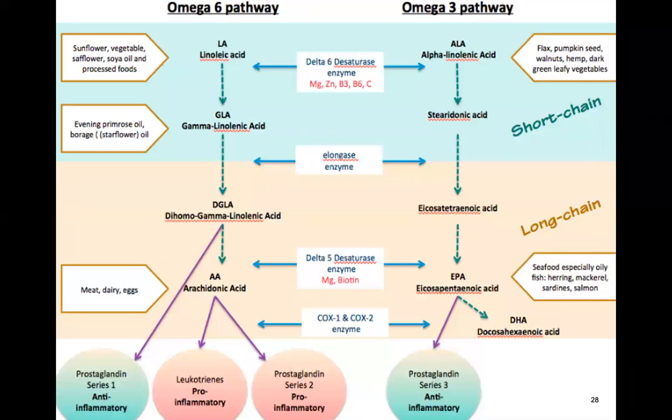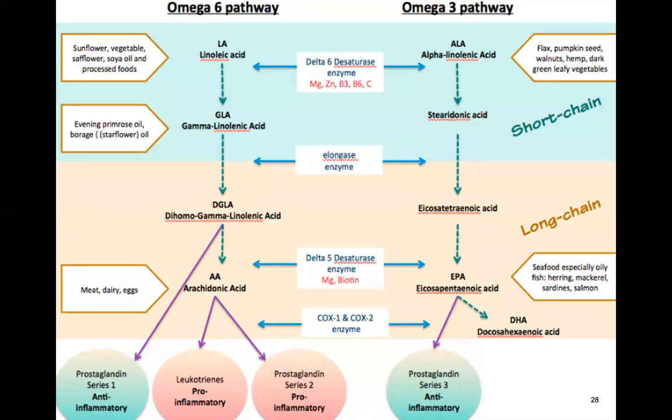Then your elongase does both, breaks them down, right? But those middle steps there, the DGLA and the precursor to EPA, I'm not even going to pronounce that. To be honest, I wouldn't worry about them, right? They're not going to come up. I have never once used either of those terms ever in 5 years of practicing.